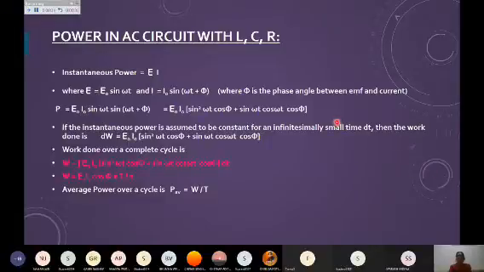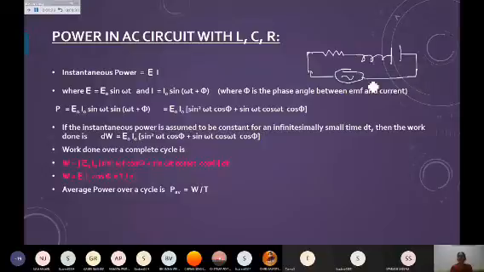The formula for power, that is instantaneous power, is V into I, or we can write E into I. Now when I am talking about AC, alternating current, the values for E and I are known to you. This is an LCR series circuit and I have an AC source with me. This is of course R, here L and C. All these are in series. This is the AC source, and the value of E is E naught sine omega t.